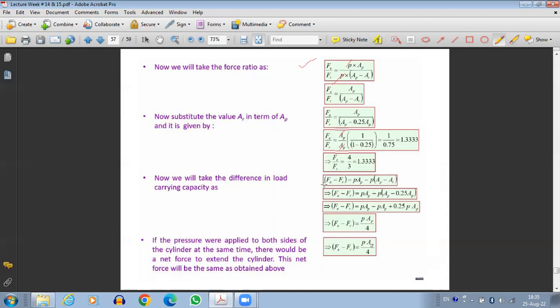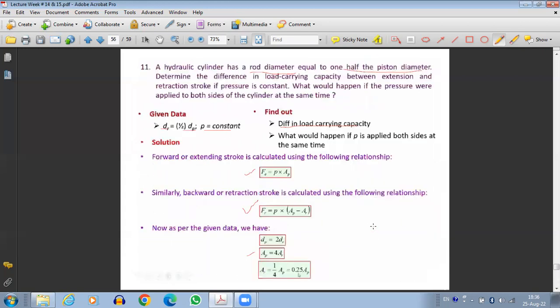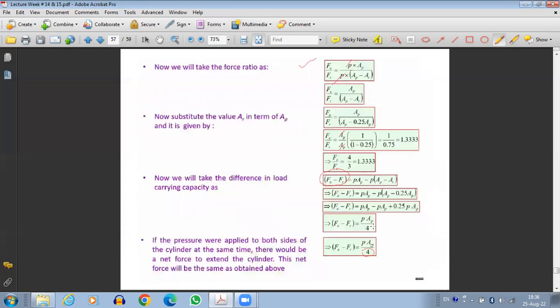Now what we need to know is what will be the difference in load carrying capacity. That will be FE minus FR. So if we substitute the values, the FE minus FR would be approximately 1/4 of the P multiplied by AP. So that was the answer to this solution if the pressure was same on both sides.